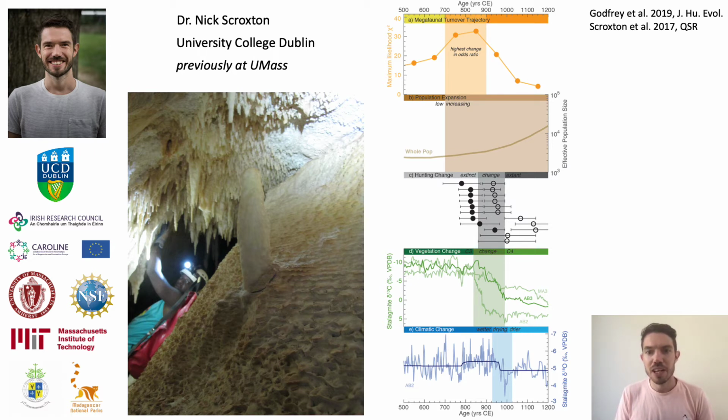The plot here details the chronology of vegetation and climate changes relative to fossil evidence of megafaunal change in northwest Madagascar. And this was from Godfrey et al. in 2019 in the Journal of Human Evolution, and it was built off stalagmite stable isotope data that I published back in 2017 in Quaternary Science Reviews. So we're going to focus on the lower panels.